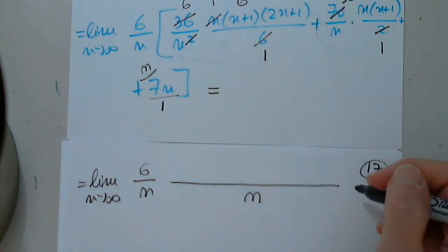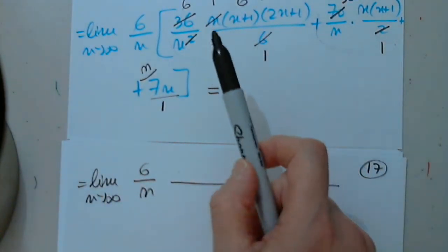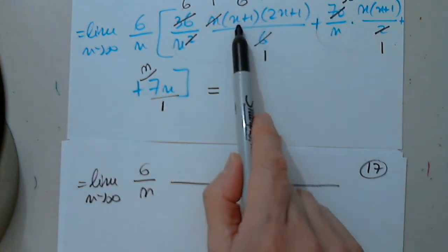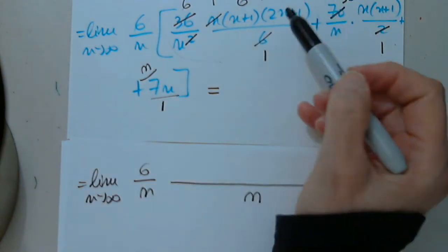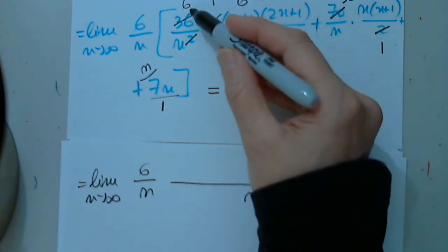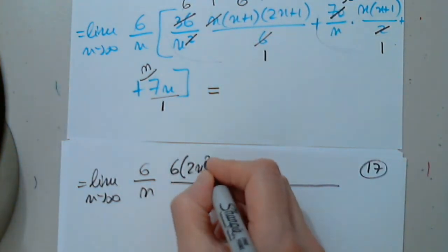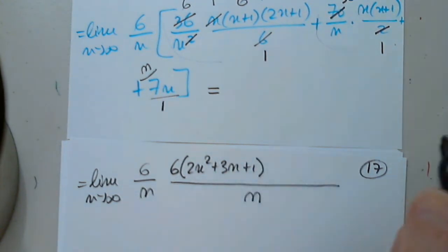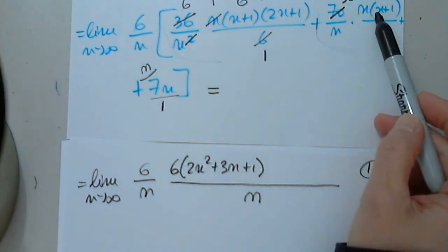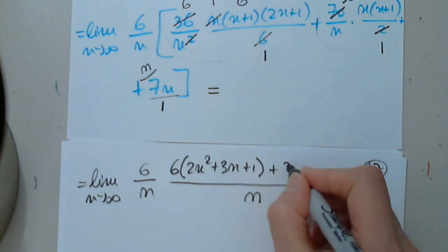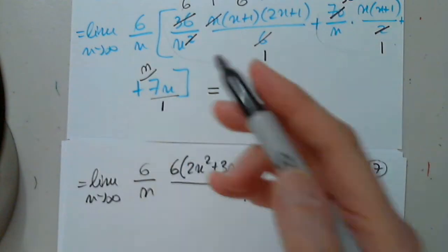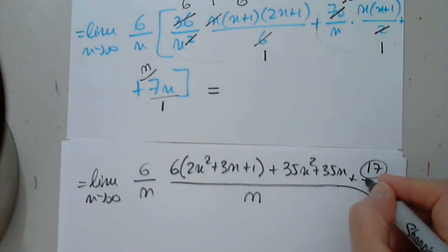And now watch me run out of room. I will always do that. Okay, so I do have a 6 here that needs to be multiplied here. So this product, easy to remember, 2n squared plus 3n plus 1. But I need to multiply by 6. 6, 2n squared plus 3n plus 1. Plus 35 times n squared and 35 times n. So 35n squared plus 35n. And plus 7n squared. As I promised, I ran out of room.